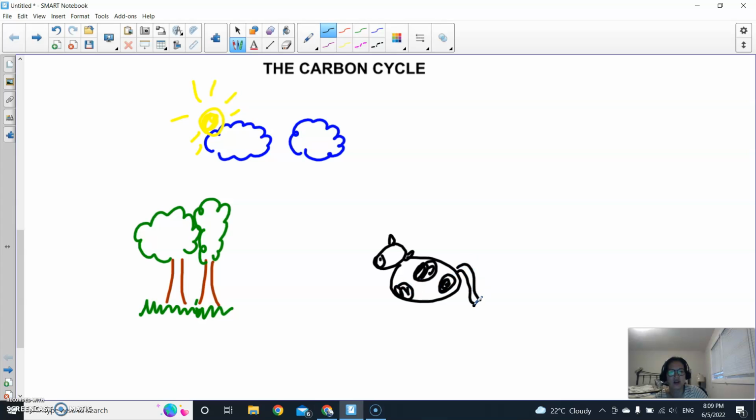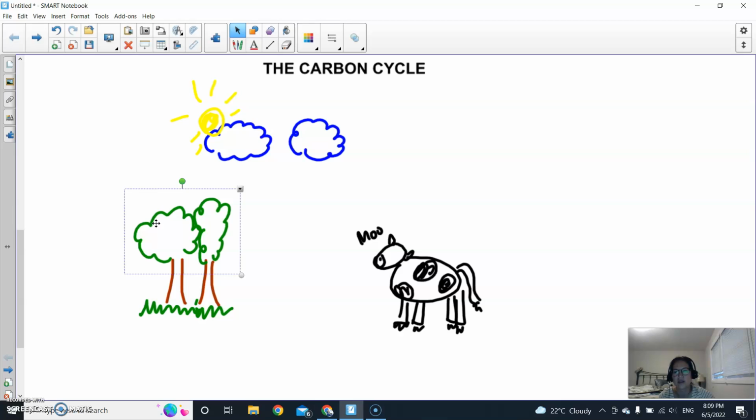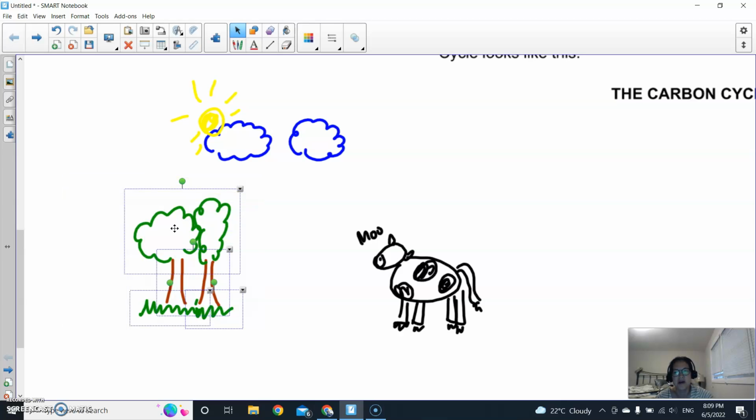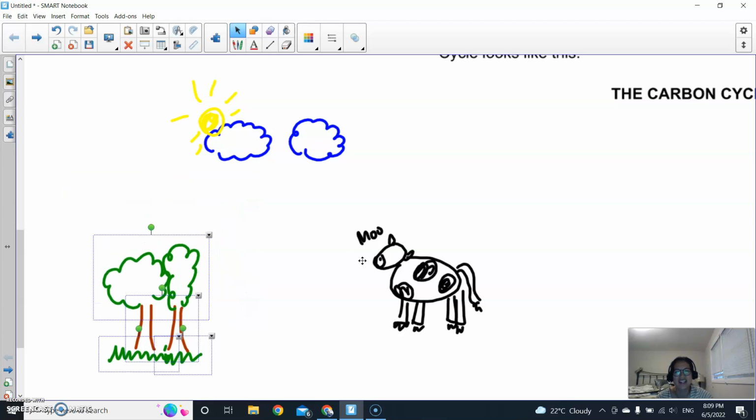Don't judge me for my drawing. Oh goodness, this is awful. Please do a better job than I'm doing. That's his tail, okay? Moo. Okay, and I'm just going to move this over a little bit to give myself a little more room. Hope you're copying okay. So we've got plants, we've got animals.